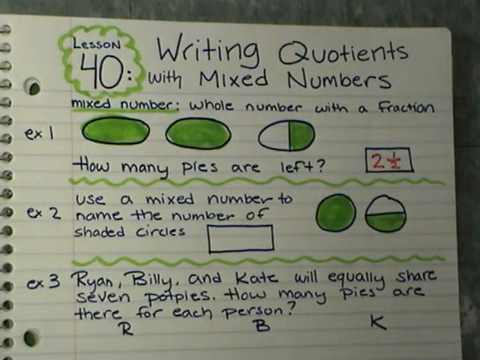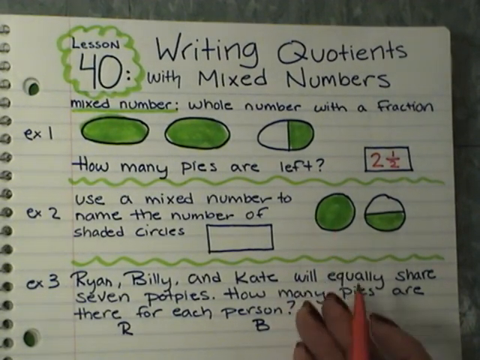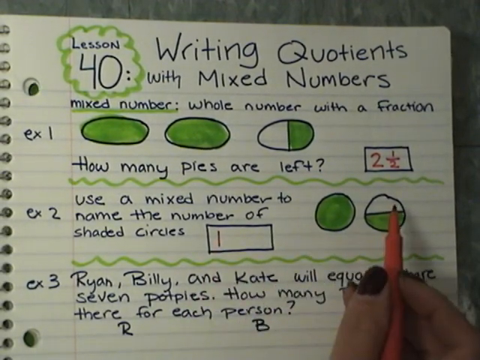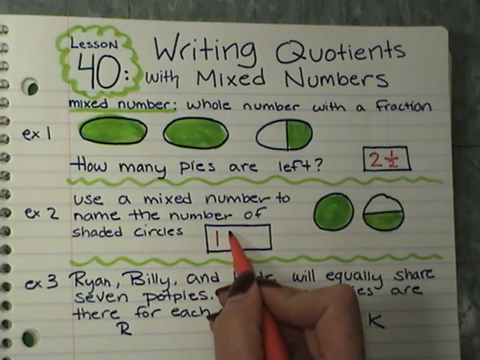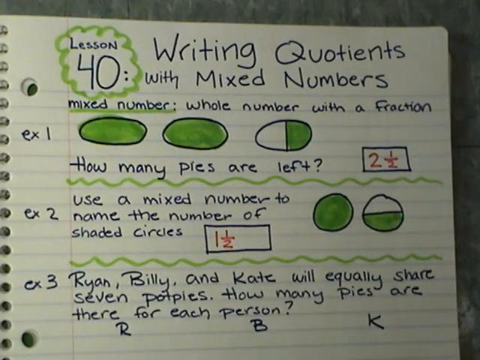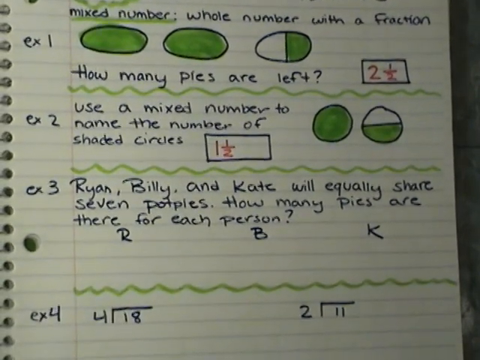So for the next example, it says use a mixed number to name the number of shaded circles. So if you look again, we have one full shaded circle, so 1, and then we have 1/2 shaded again. So we're just practicing again. And now if you need to pause your video to write this down and then do it yourself, go ahead and do that. The next problem is a little bit longer.